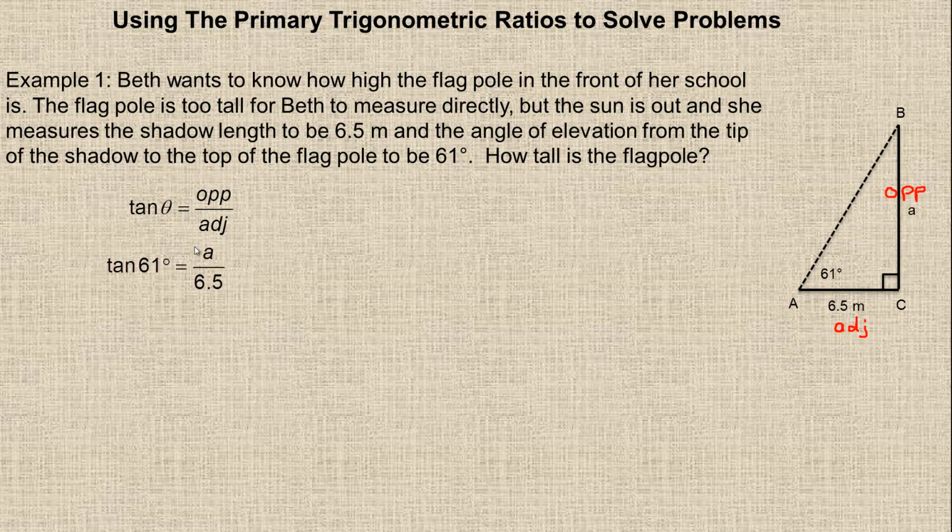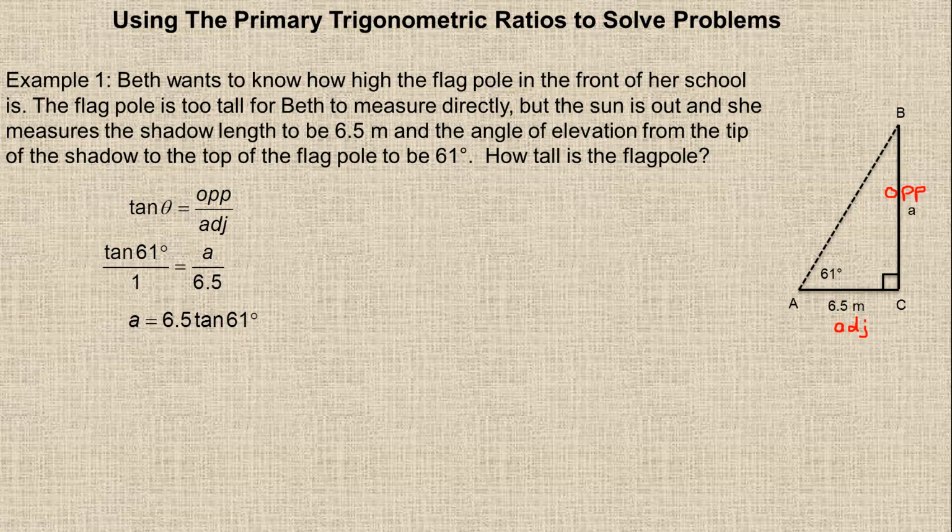So filling in the values, the angle is 61 degrees. The opposite side I'm calling a here, and the adjacent is the 6.5 shadow length on the bottom. Now, in order to cross multiply and solve for a here, think of tan 61 as tan of 61 over 1. So when I cross multiply, a times 1, which would just be a, would equal the product of 6.5 times tan of 61.